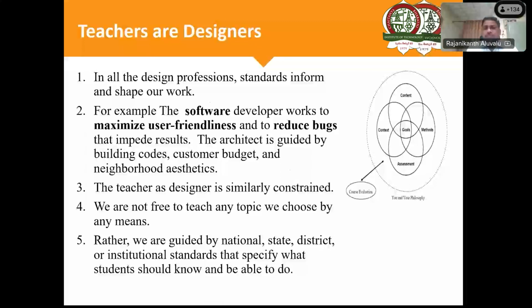Moving forward, that is, teachers as the designers. What further do we look at? As I said, correlate with the software. What the software developer does is always try to maximize user friendliness and reduce the bugs so that we get better results. As well, when we look at an architect, what do we look at? The architect looks at the building codes, the budget of the customer, and the neighborhood aesthetics.